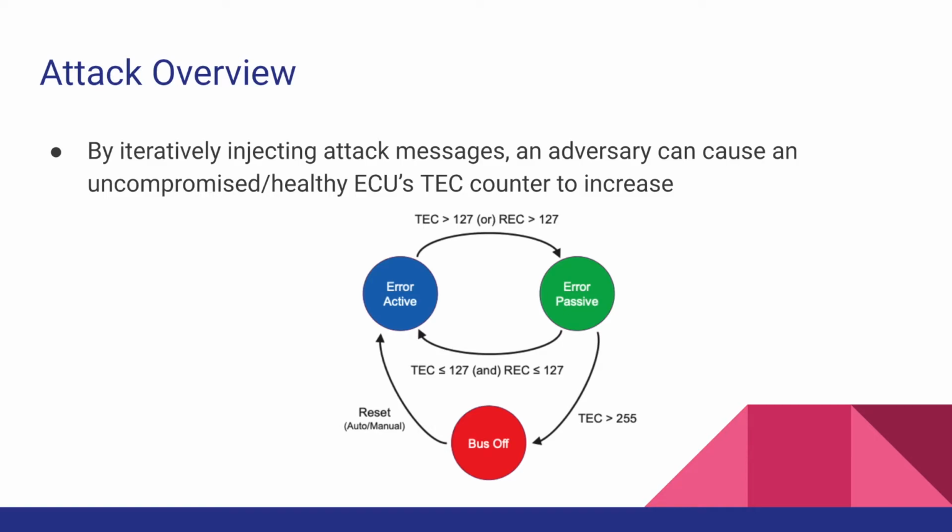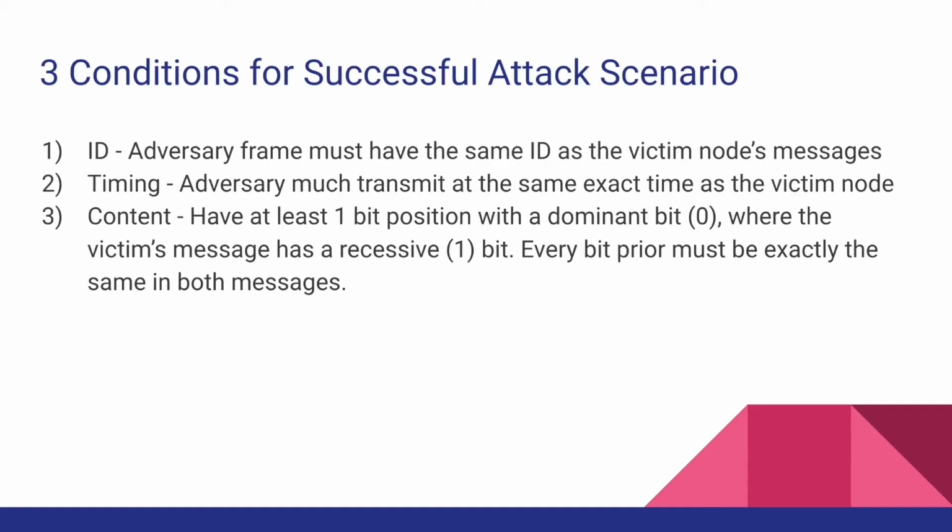Cool. So from a high level, the attack overview is pretty straightforward. By iteratively injecting attack messages, an attacker can cause an uncompromised or otherwise healthy ECU to increment its transmit error counter all the way up to 255 plus, causing that healthy ECU to turn off. Pretty simple. However, there are three conditions for this attack to be considered successful.